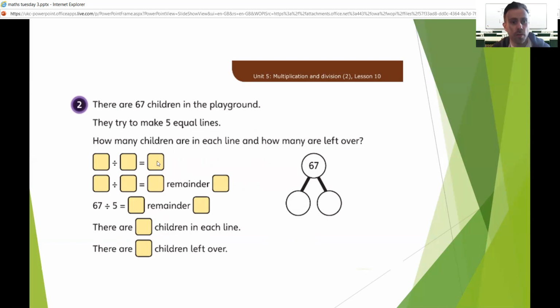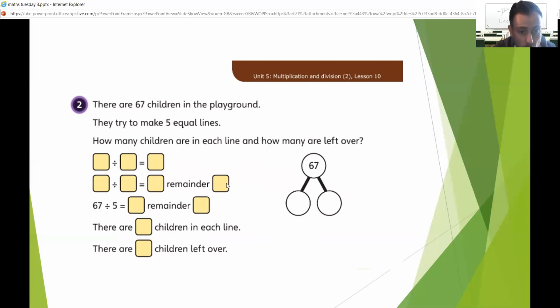Okay, so I've got one answer already. 60 divided by 5, 12. Next up, I'm going to do my 1s. I'm going to do 7 divided by 5. Now I know that won't work. Okay, so what the answer will be is 1, and then there'll be 2 left over. Okay, so in 7, there's only 1 5. Okay, and there's 2 left over.